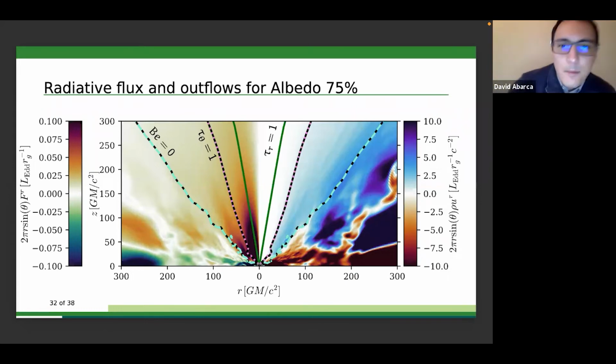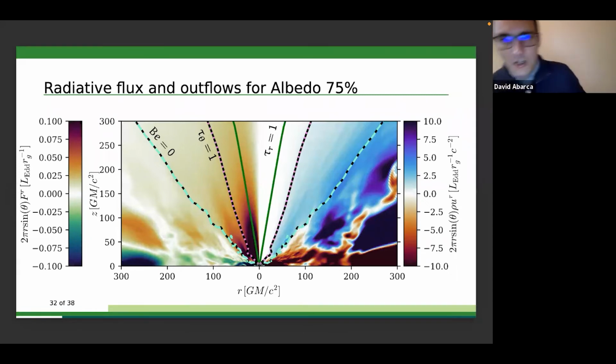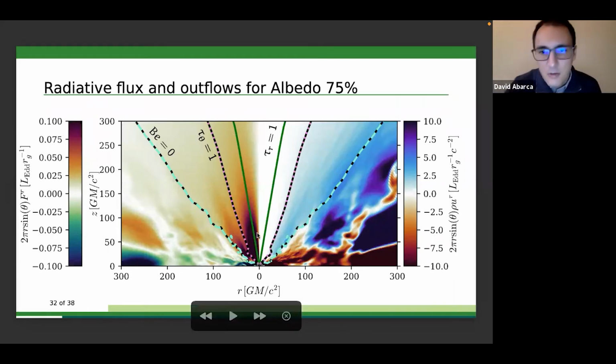This is a similar plot to what I showed before. This is the flux of momentum, but I also included the flux of radiation. And this is for this albedo 75, which I said we studied in more detail and ran for a much longer time. Okay, so this green line here, this is tau R I was talking about.